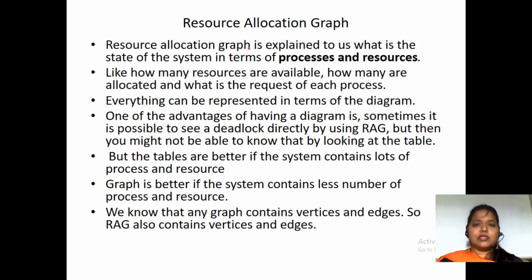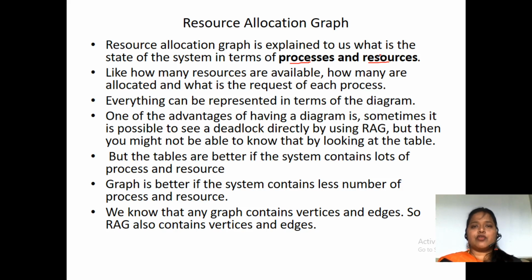As I have told you in the introduction, the resource allocation graph explains the state of the system in terms of processes and resources. Why a resource allocation graph? In the sense of how many processes there are, how many resources there are, how many resources are allocated to which process, and which process is requesting which resource. All these things we will know clearly in the resource allocation graph.